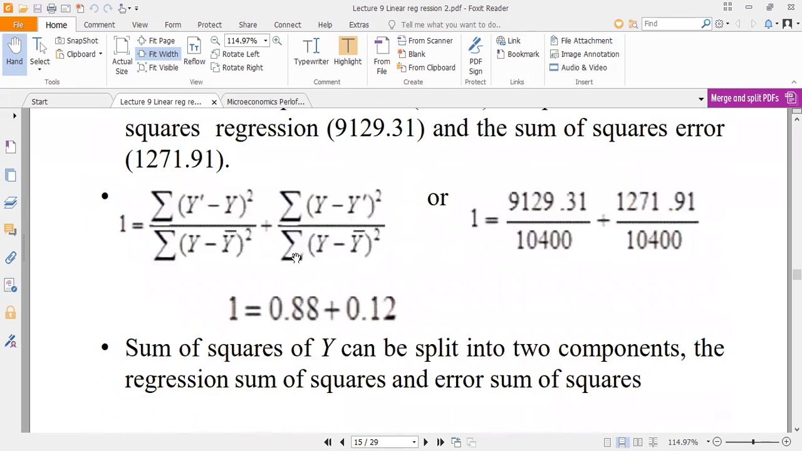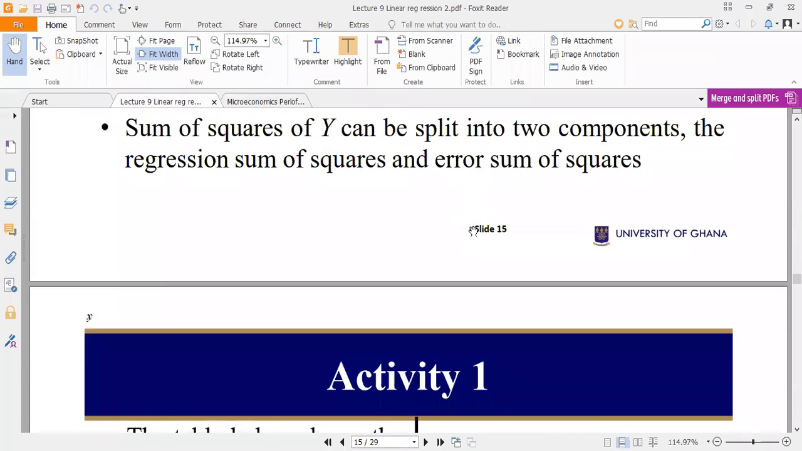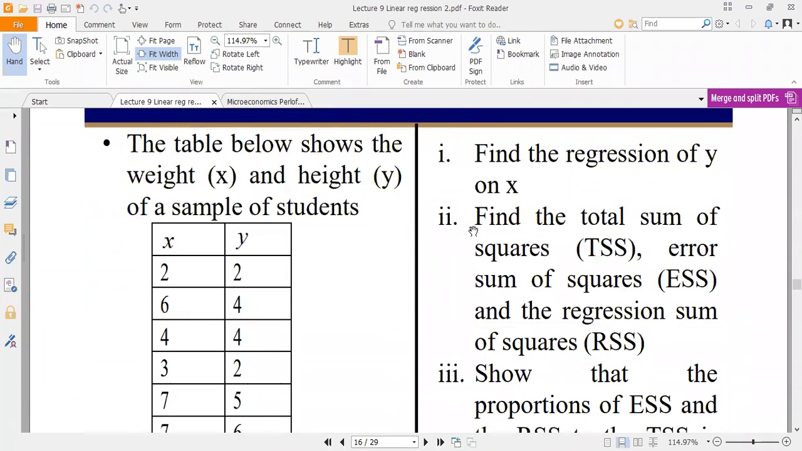All right. If you remember the ratio side, we said that RSS over TSS plus ESS over TSS should give us 1. You can verify that one too. This is RSS, this is ESS. If you divide it by TSS and you add them, you are getting exactly 1. So that's it. Please try this one.